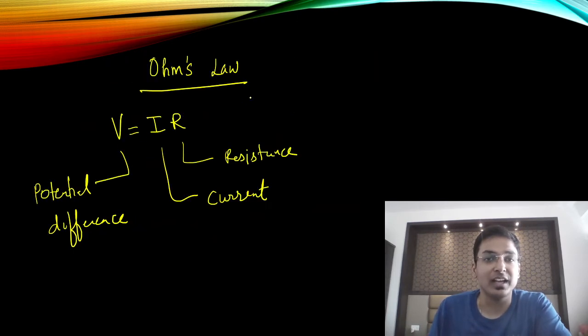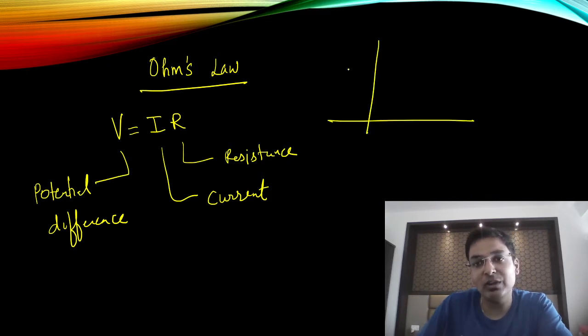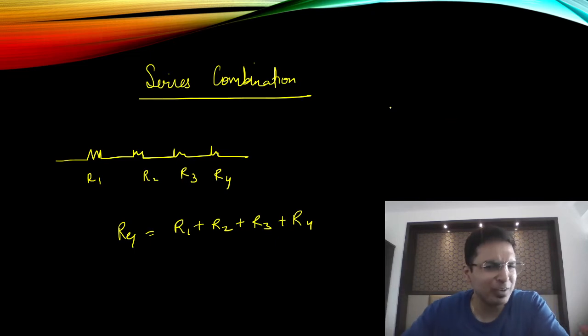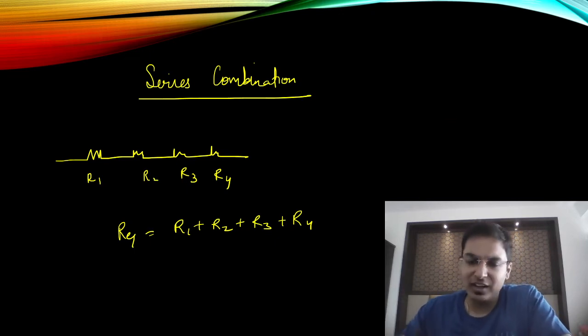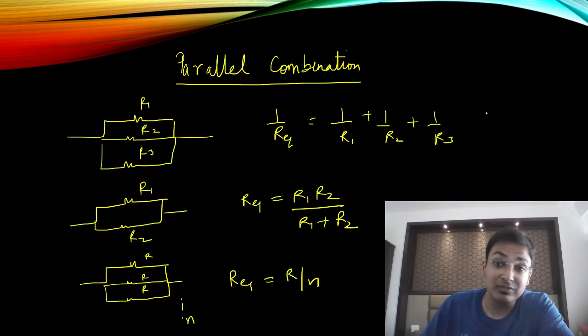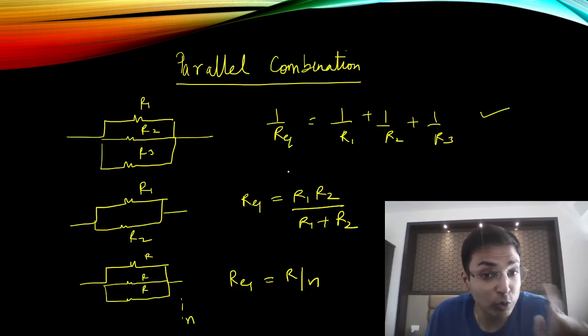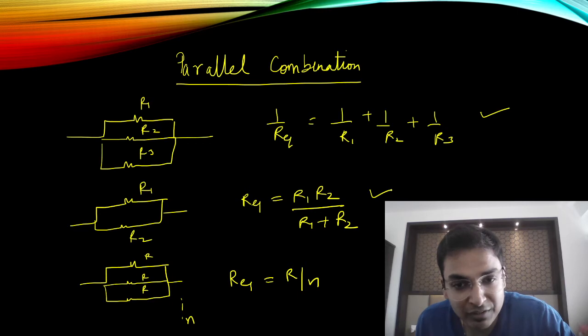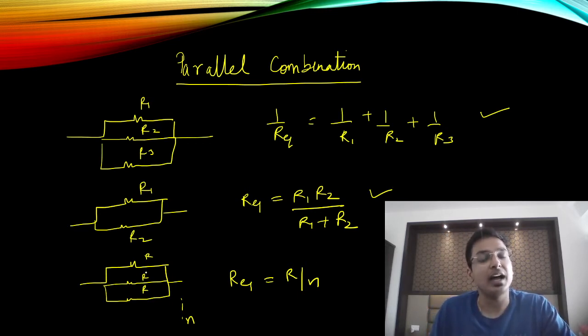All right. Great. Then Ohm's law, we all know this. V is the potential difference, I is the current, R is the resistance. So the VI graph will be what? It will be simply a straight line, right, guys? Series combination, we know this. R equivalent is simply added, R1 plus R2 plus R3 plus R4. Parallel, you have this formula. But the shortcut formula for two resistances is R1 R2 upon R1 plus R2. And if you have n identical resistances, it is simply R by n.